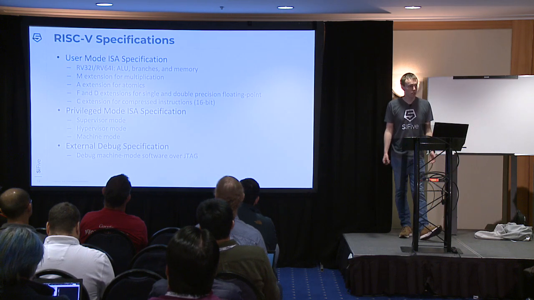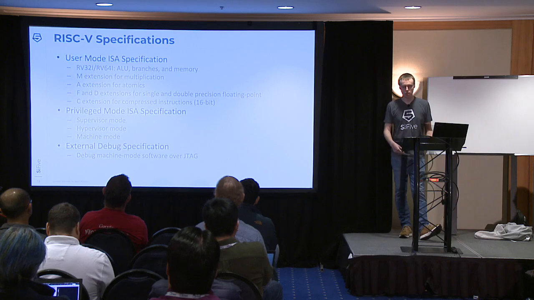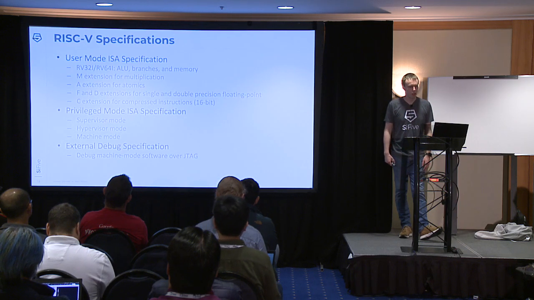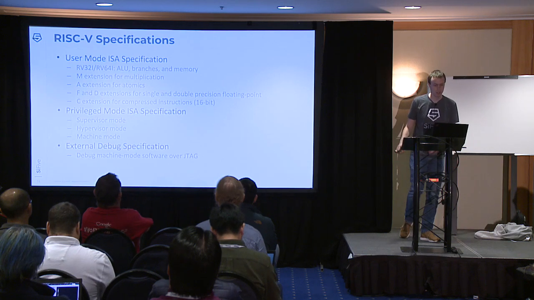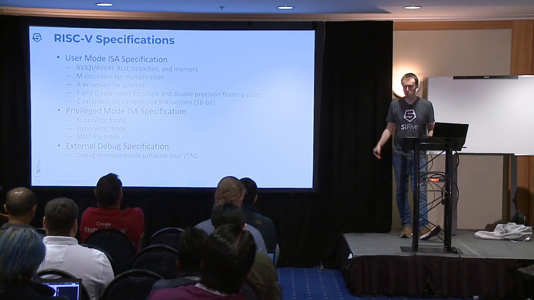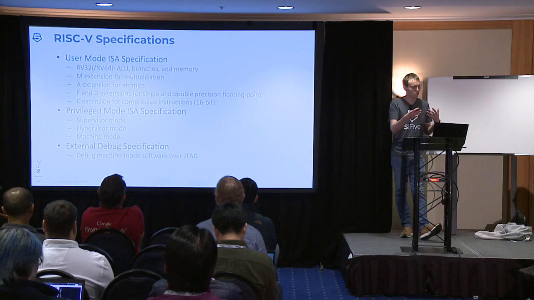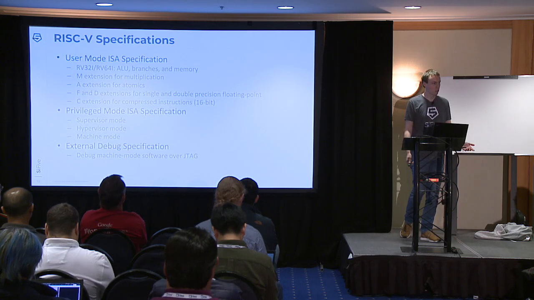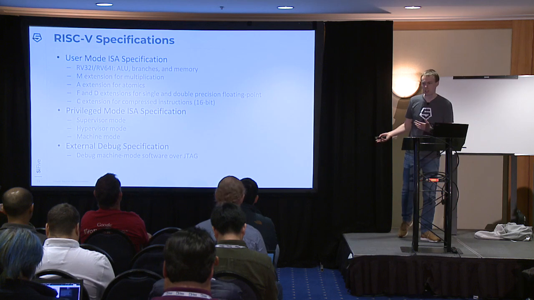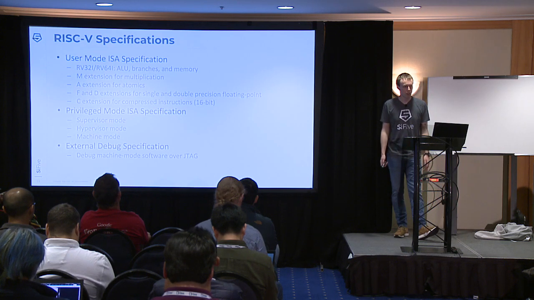We also have a privileged ISA specification, which is what you write supervisors and bootloaders and that sort of stuff to. That is currently a draft, but we've committed to stability even if the foundation hasn't ratified it. That specs out a supervisor mode, hypervisor mode, and then machine mode stuff, which is where platform firmware runs. Then we have some things like external debug specifications, so you can talk to the thing over JTAG when you first bring it up, all that kind of stuff.